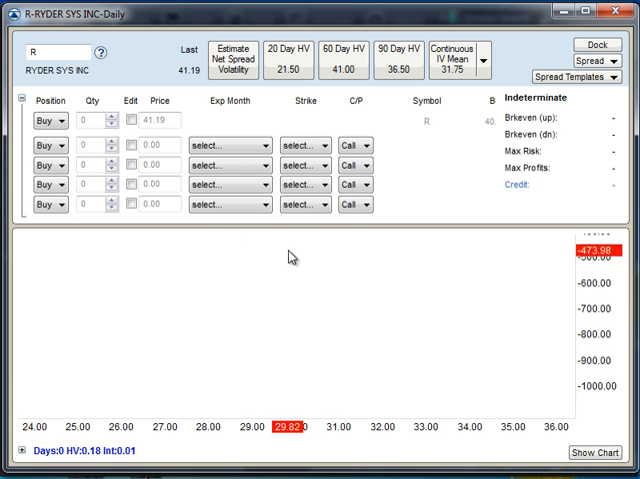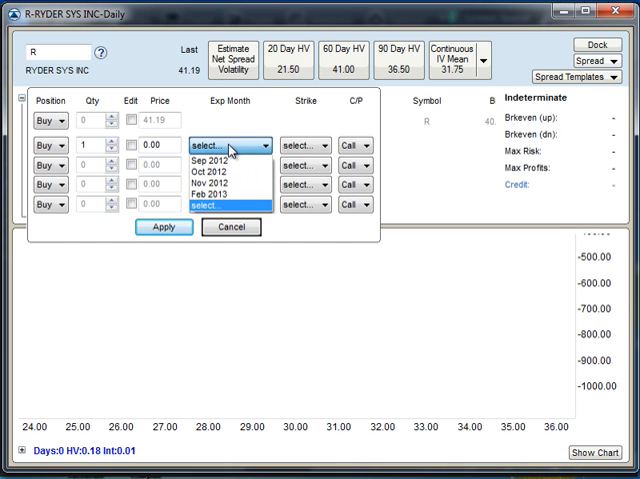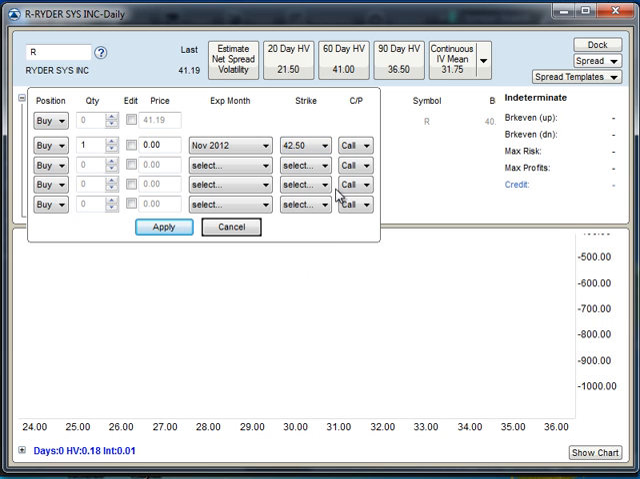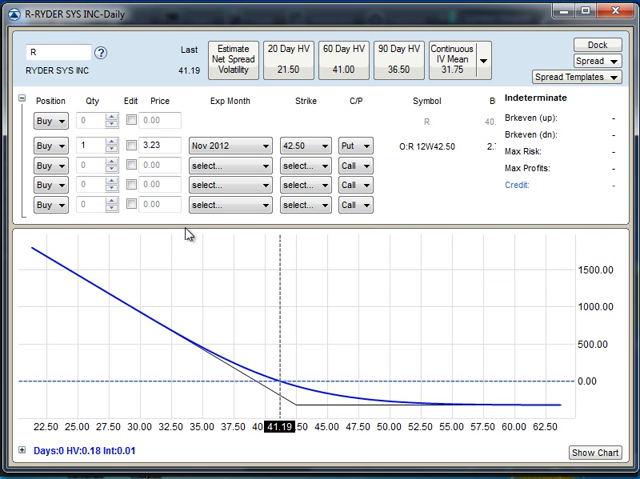So I'm going to put a position in here. I'm going to buy one November $42.50 put. So I'll apply that. Now, this is my risk graph on the bottom. This blue line signifies potential profits as the market goes in my direction.